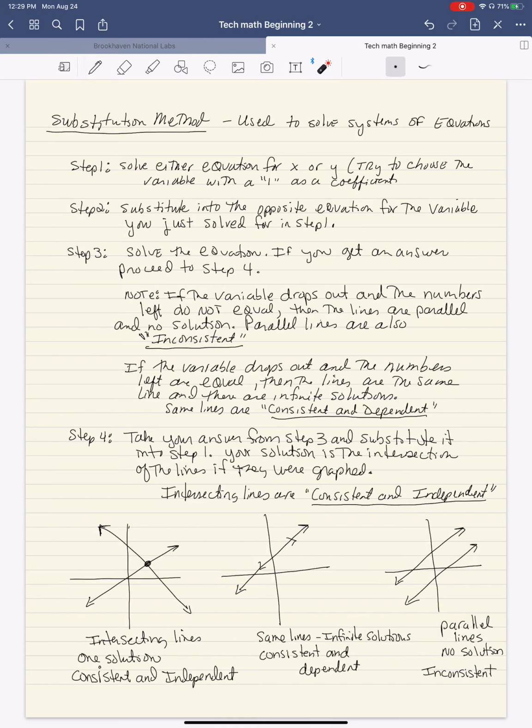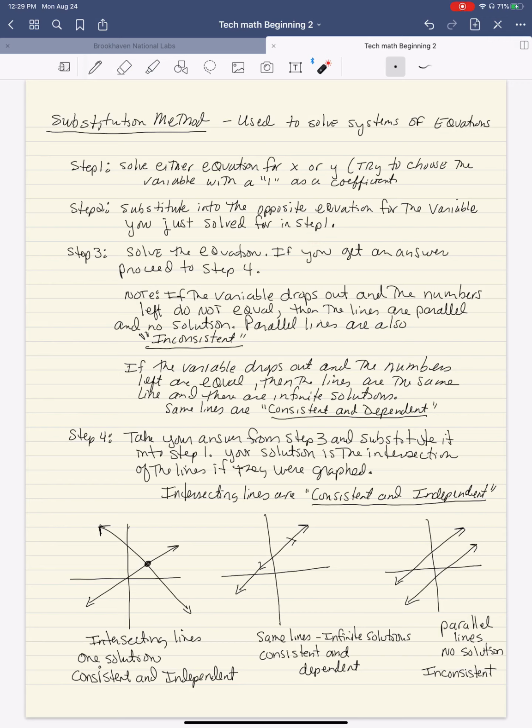Substitution method. This is one method used to solve systems of equations. Step 1. Solve either equation for x or y. You want to try to choose the variable with a 1 as a coefficient. Step 2. Substitute into the opposite equation for the variable you just solved for in step 1. Step 3. Solve the equation.